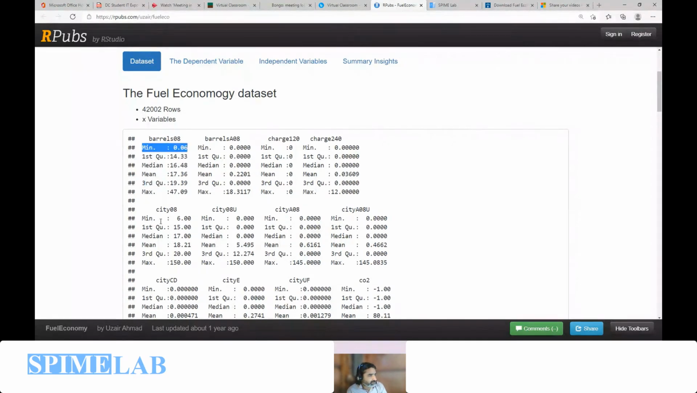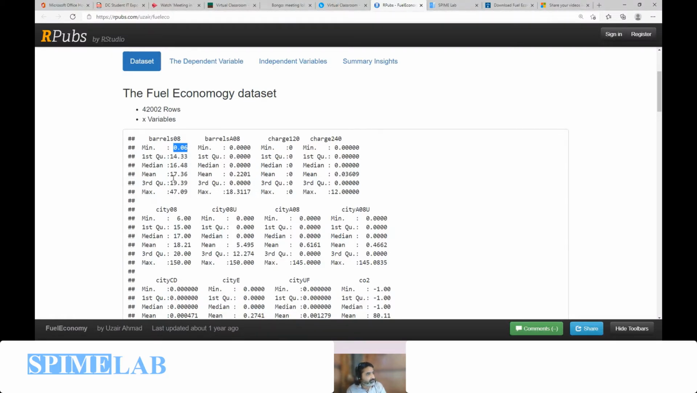You can look at the range, minimum and maximum, and from min and max, you can have an idea of how this variable is going to behave in what range. At the same time, you can guess whether there can be some noisy values or not. For example, barrels08, if it's a discrete variable, then a minimum value of 0.06 will indicate that there are maybe some values that are noise or not actual correct values.